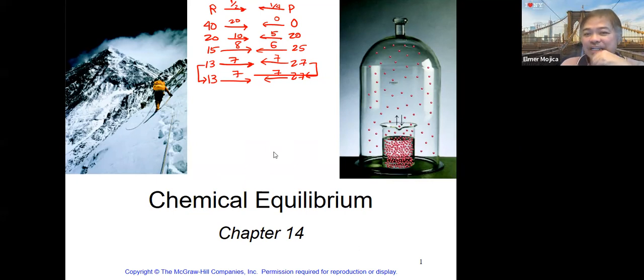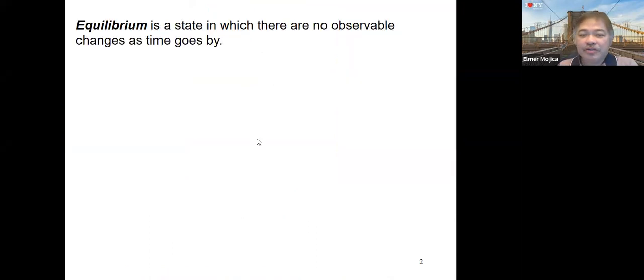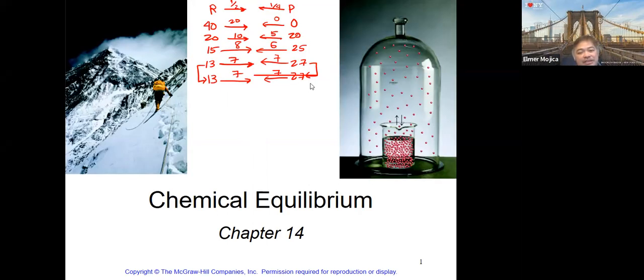Now, how do I put this in what we call an equilibrium state? When we're talking about equilibrium, this is the state at which there are no observable changes as time goes by. Similar to the activity that we have, we thought, okay, 27, 27, 13, 13. So we thought they're almost the same. So there's no changes. But in fact, you have what we call a dynamic change.